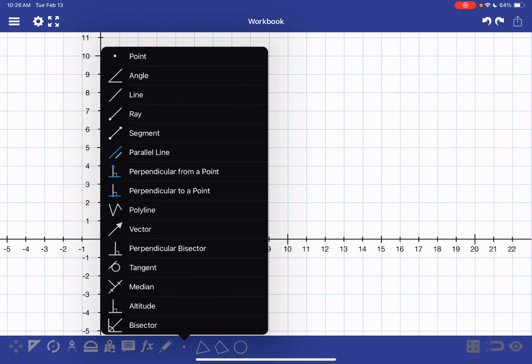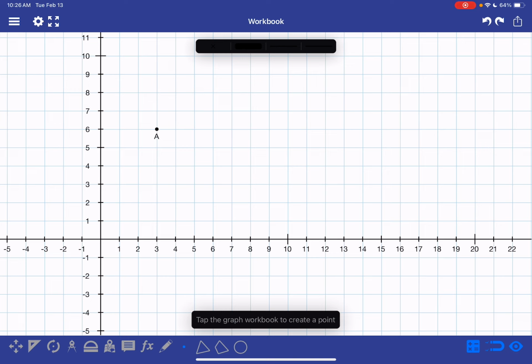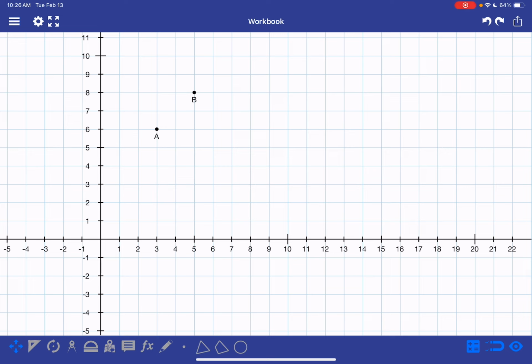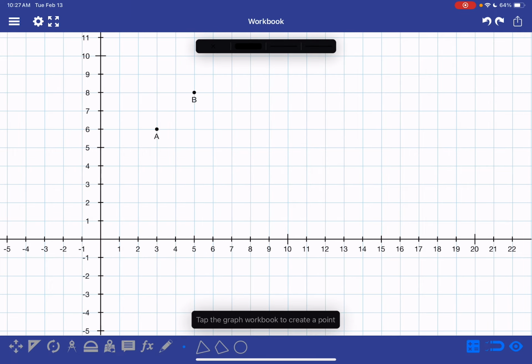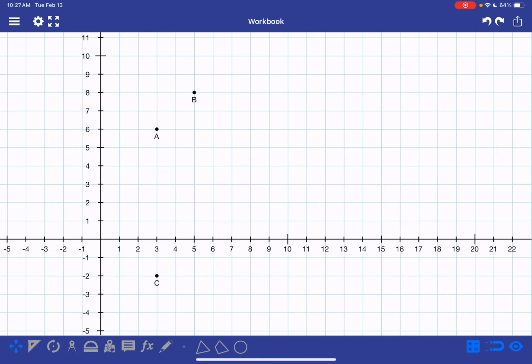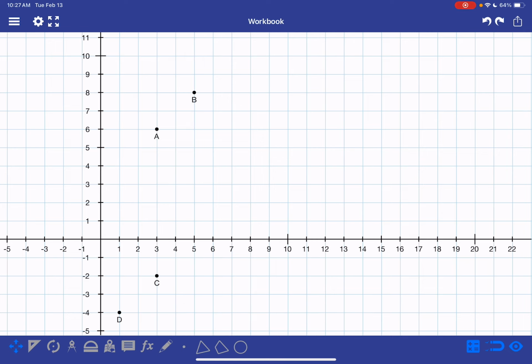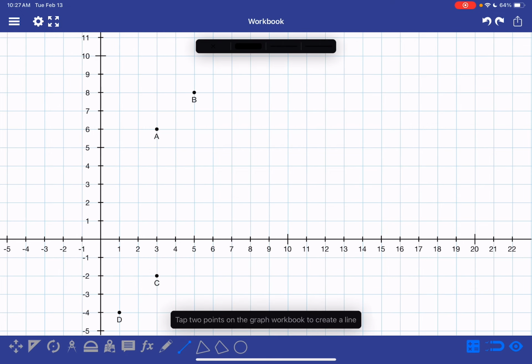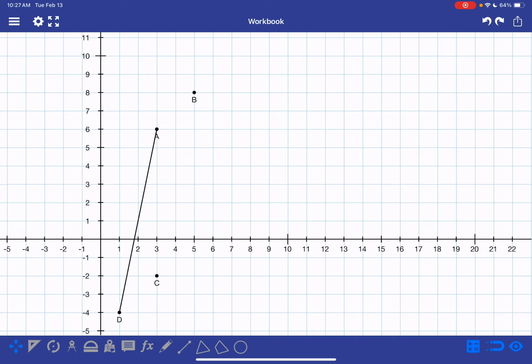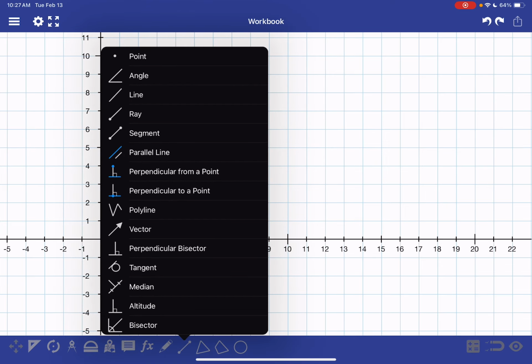Then let's go to point B. Point B is 5 and 8. That is point B. Let's go to point C: 3 and negative 2. And then finally, let's go to point D. Point D is 1 and negative 4. There it is. Okay. So now I am going to look at my parallelogram.